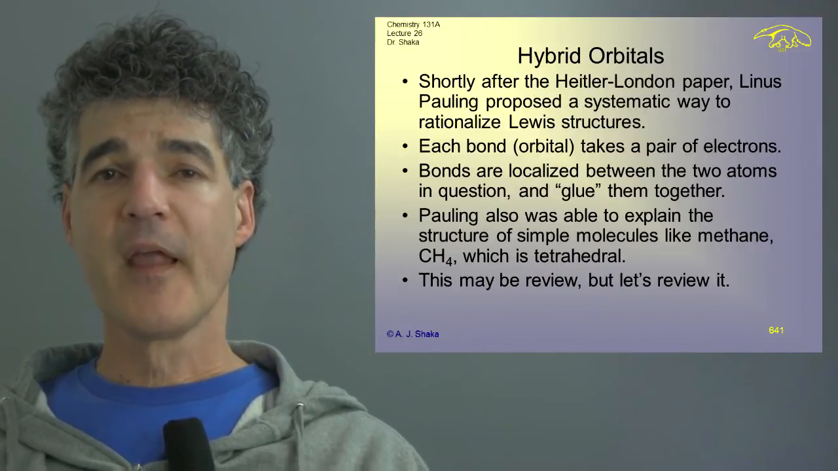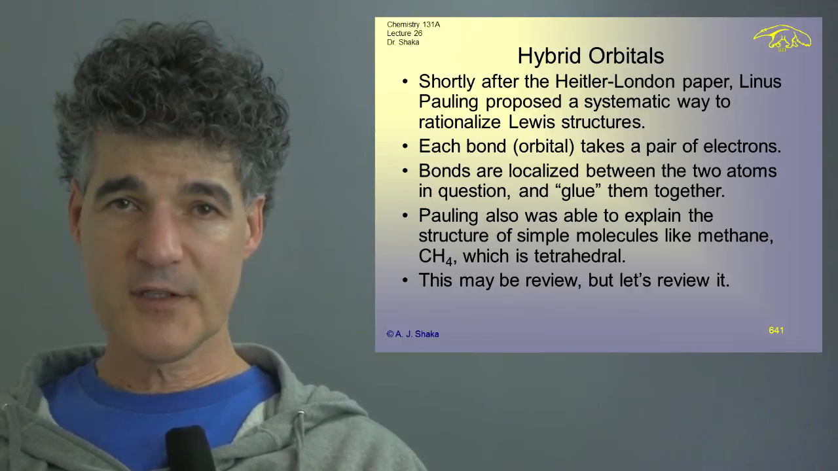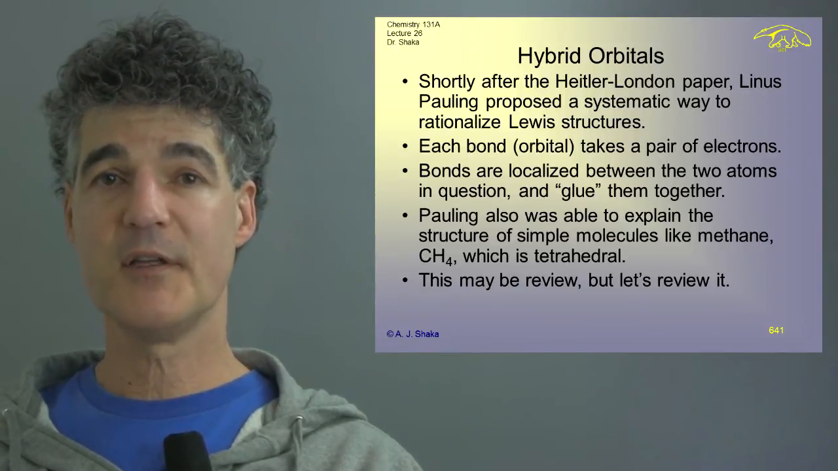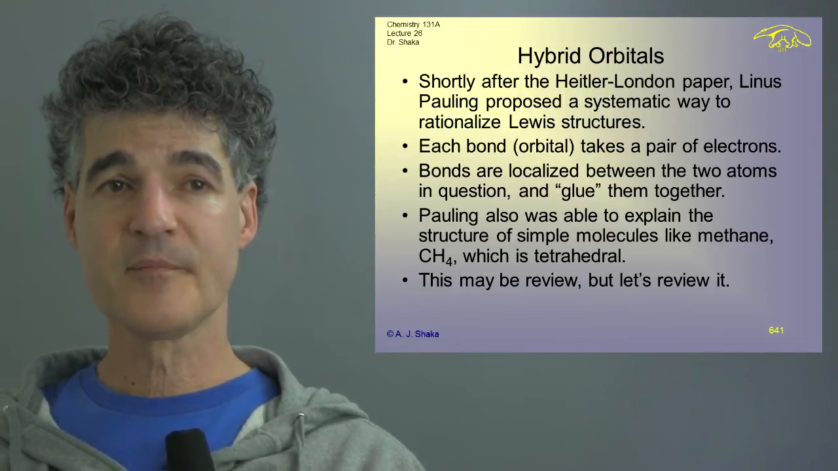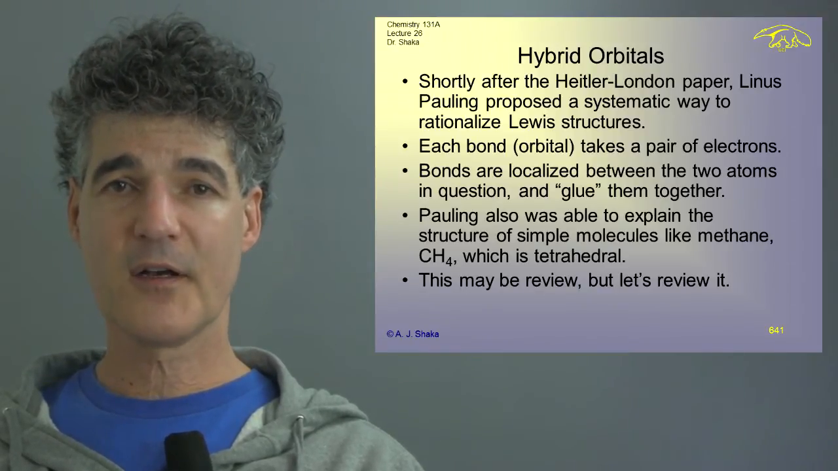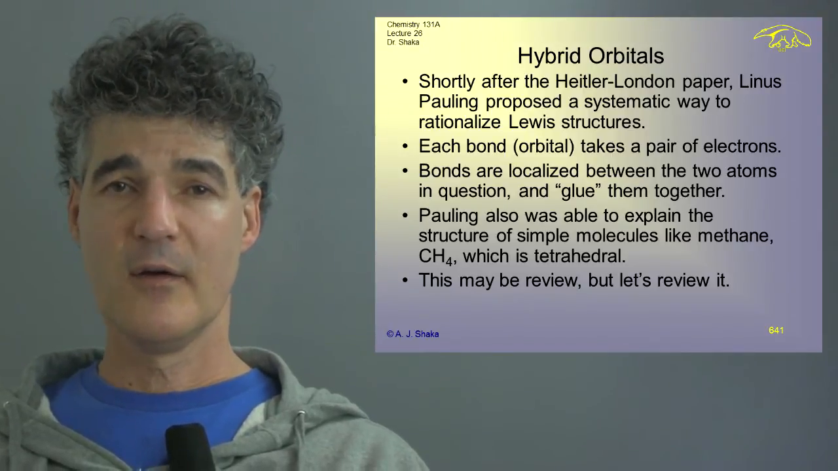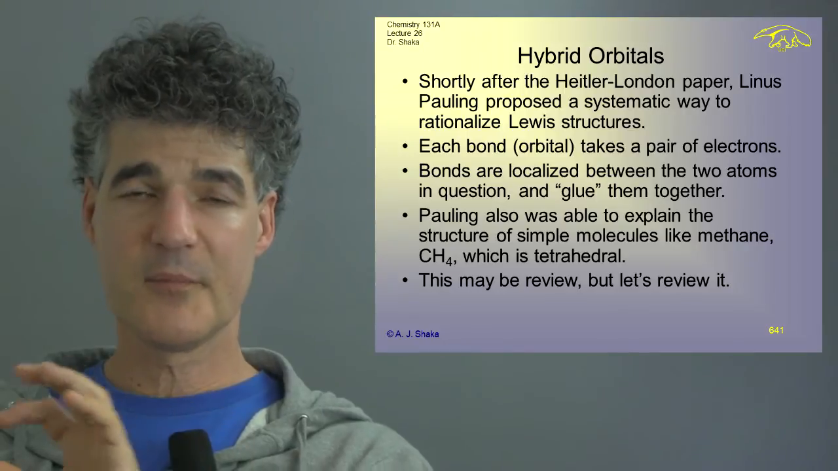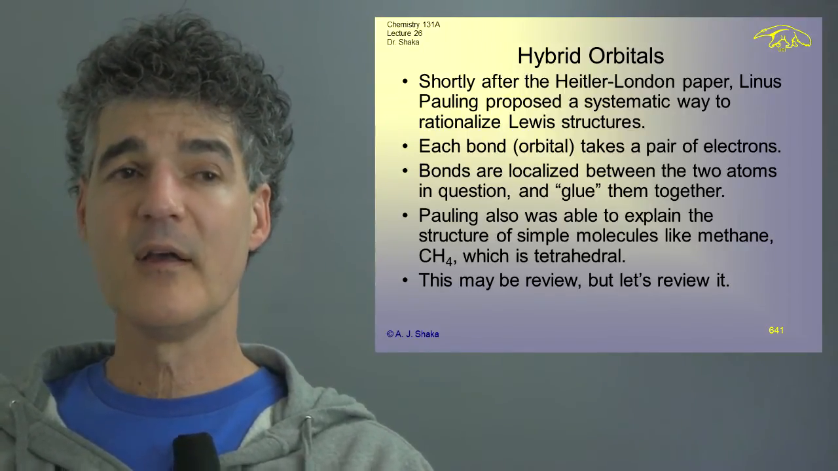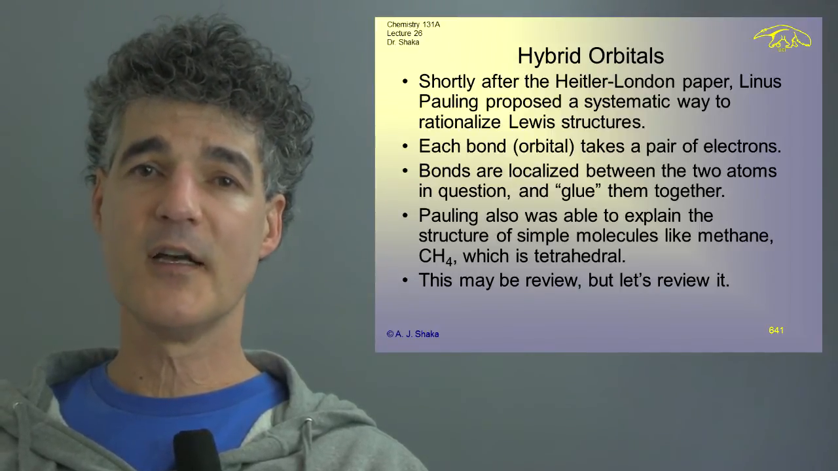Okay. Now let's talk a little bit about hybrid orbitals, because if you've had a course in organic chemistry, you spend all your time talking about sp2 hybrids, sp3 hybrids, this and that. Where did they come from? We haven't really systematically talked about them in any detail. But shortly after the Heitler-London 1sA, 1sB plus 1sB, 1sA paper came out, Linus Pauling proposed a systematic way to rationalize Lewis structures.